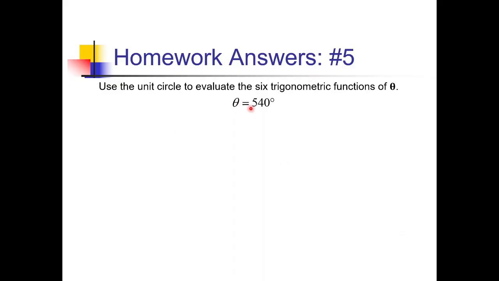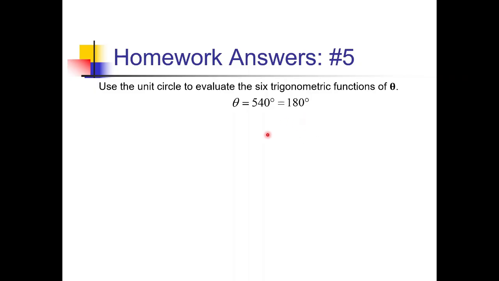On this problem, they want us to use the unit circle to evaluate the 6 trig functions for the angle 540 degrees. So in order to do this effectively, we want to put this in standard position. This is outside the range of 0 to 360, so I'm going to subtract 360 from this to get it in that magic range there. So 540 minus 360, well, let me see, 500 minus 300 is 240, 240 minus the other 60 is 180.